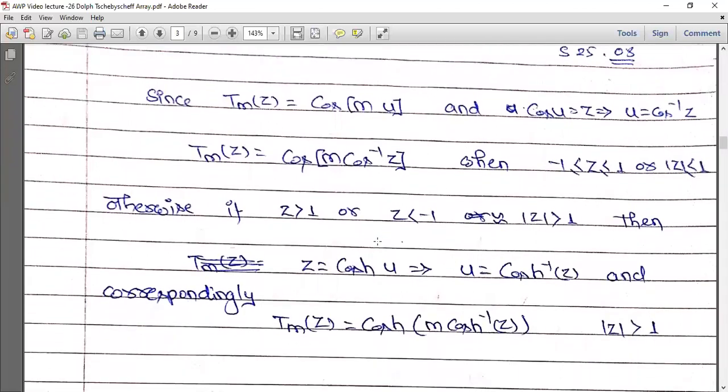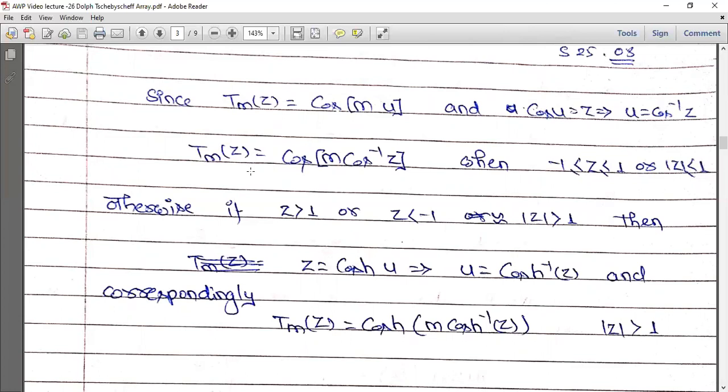Now, as I told you, Tm(z), the Chebyshev polynomial of degree m, is actually the expansion of cos of mu in terms of cos of u, and every cos of u is replaced by z. So Tm(z) is actually cos of mu, where cos of u is replaced by z. When you replace cos of u by z, equivalently you can write u to be cos inverse z, and substituting this cos inverse z in the definition of the Chebyshev polynomial, Tm(z) can also be defined as cos of m cos inverse z.